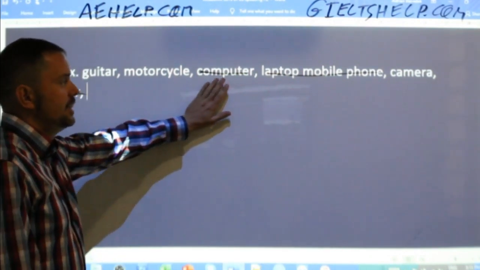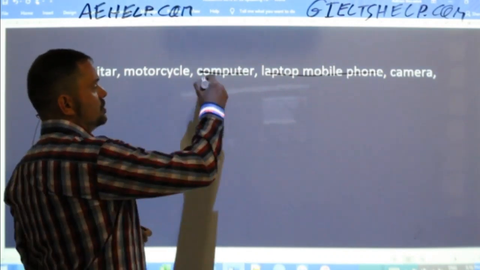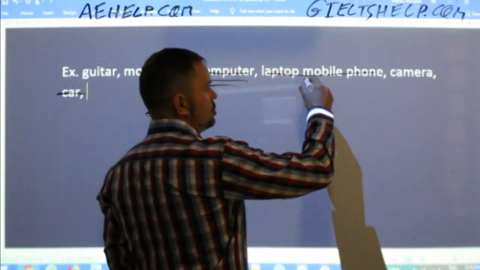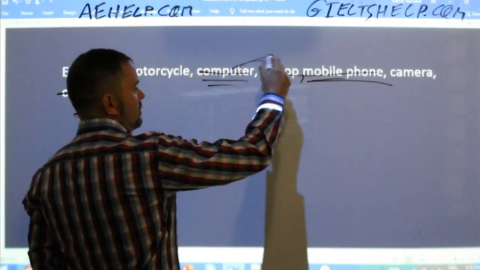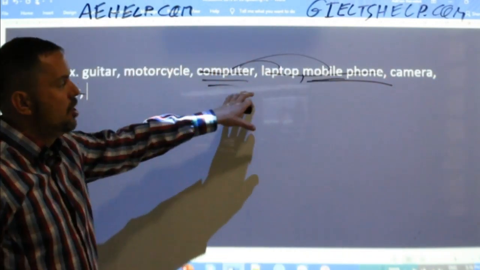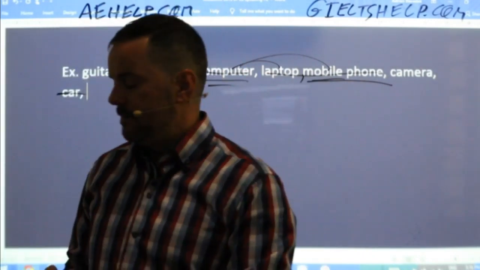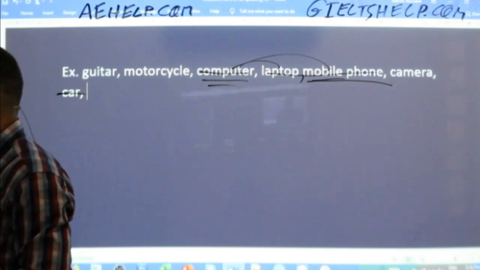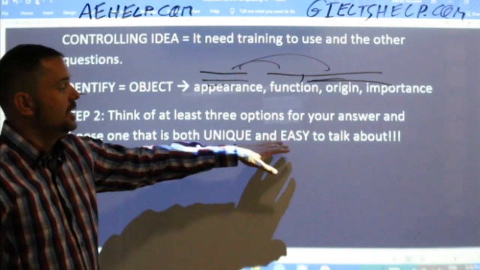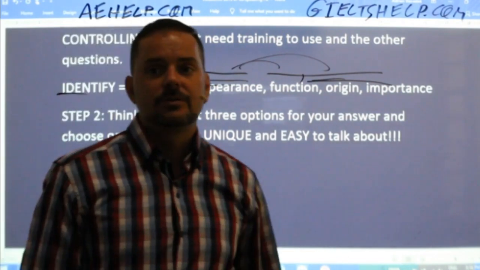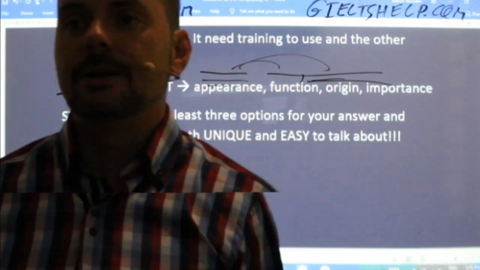So in the IELTS exam with this cue card, probably a lot of students would choose computer and a lot of students would choose mobile phone. Laptop is the same. Okay, these are very similar. So these are very popular choices. It's not a good idea. Remember what I just said. Okay, so it should be unique and easy to talk about. Okay, unique and easy to talk about. All right.